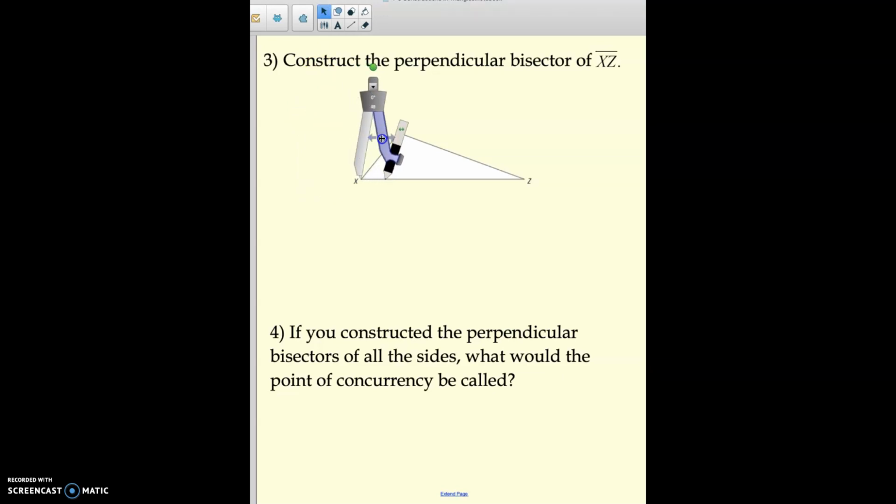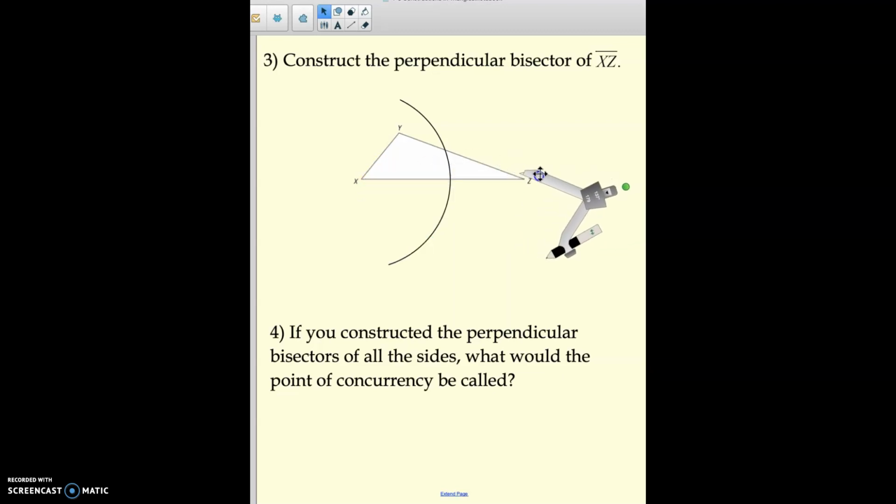And again, I'm going to slide my compass out. Again, there's not really a set spot that you have to push this to. However, it must go more than halfway across. So I'm going to make it nice and big, and then I'm going to draw a nice big arc, almost like a semicircle. Don't change the setting on that compass.